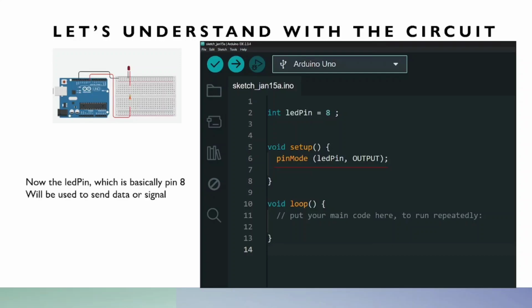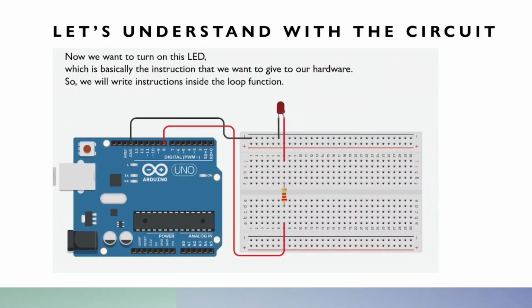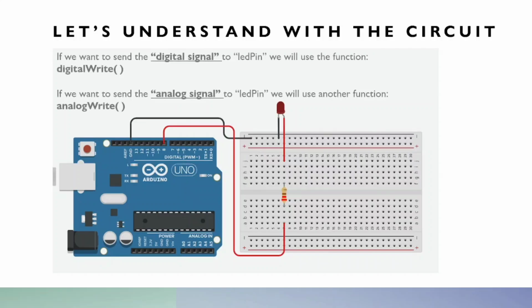Now the ledPin, which is basically pin number 8, will be used to send data or signal. Now we want to turn on this LED, which is basically the instruction that we want to give to our hardware. So we will write the instruction inside the loop function. Now we will switch to the loop function. If we want to send a digital signal to the LED pin, we will use the digitalWrite function, and for an analog signal we will use the analogWrite function.